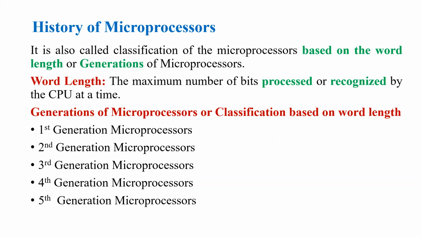First of all, what is meant by word length? Word length means the maximum number of bits processed or recognized by the CPU at a time. Or I can say in another way, how many bits a processor can handle at a time. That means on how many bits a processor can perform an arithmetic or logical operation at a time, how many bits it can transfer to memory or IO devices at a time, and how many bits it can receive from memory or IO devices at maximum at a time. That indicates word length.